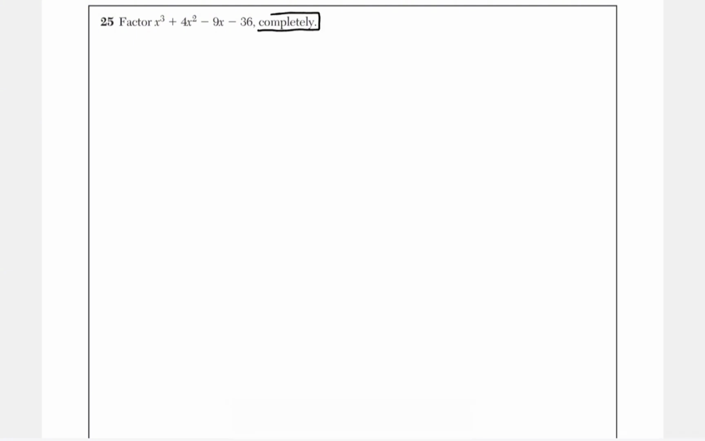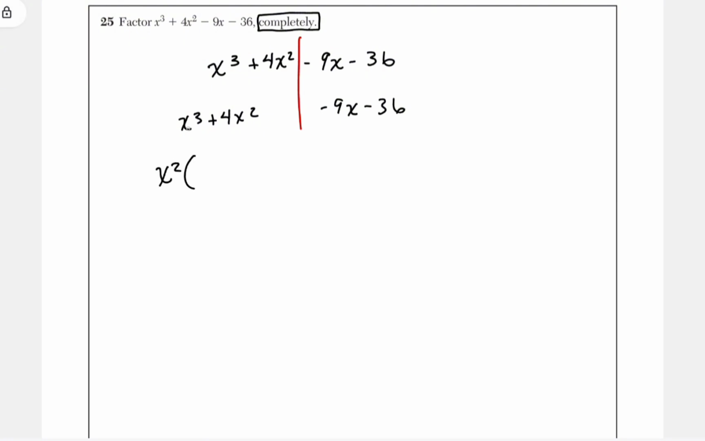Keyword here is completely. In order to factor this, we're going to split our terms into 2 groups, so we're going to factor this by grouping. We're going to have x cubed plus 4x squared and negative 9x minus 36. How can we factor this? Well, we can factor out an x squared from x cubed plus 4x squared. x squared times x would give us x cubed plus, and then 4 times x squared would give us 4x squared. That's the first part.